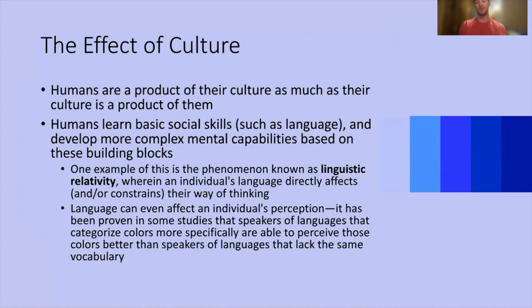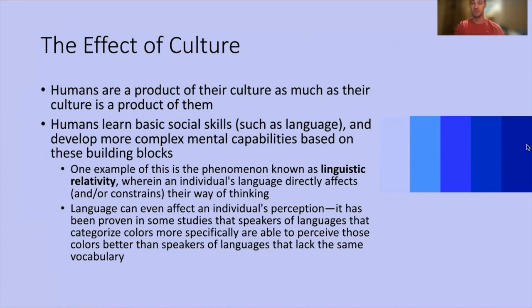I'm sure most people have heard this under a couple of different names, but it's the same thing, wherein an individual's language directly affects or constrains their way of thinking. So language can even affect an individual's perception. It has been proven in some studies that speakers of languages that categorize colors more specifically are able to perceive those colors better than speakers of languages that lack the same vocabulary.